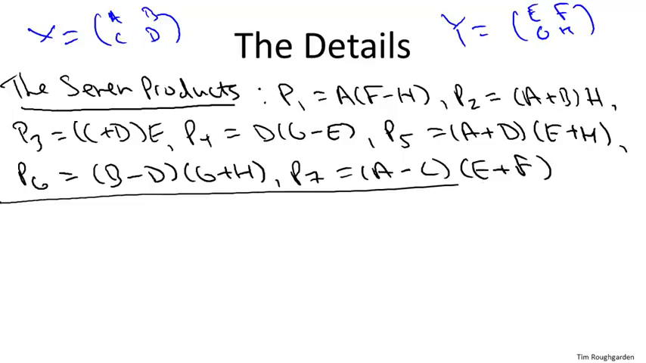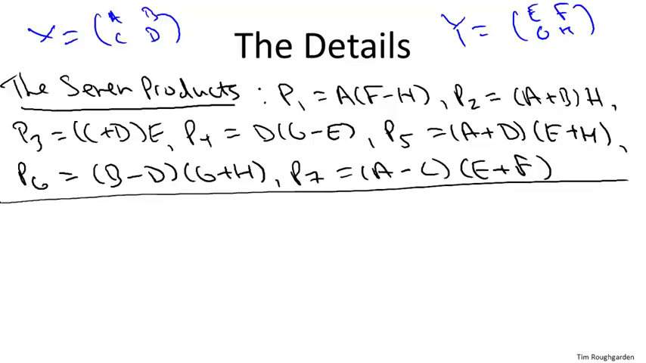So I hope you'll agree that these are indeed only 7 products, and we could compute these with 7 recursive calls. So we pre-process with a little bit of additions and subtractions. We have to compute F minus H, A plus B, C plus D, and so on. We compute all of these new matrices from the blocks, and we can then recursively, with 7 recursive calls, do these 7 products that operate on n over 2 by n over 2 matrices.